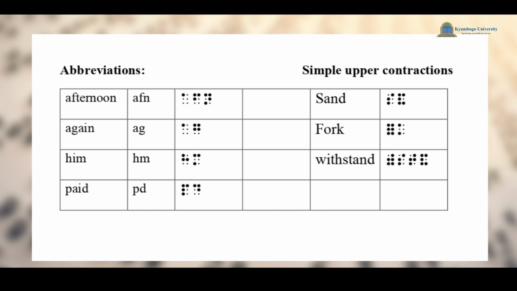Other letters are added on. We spell the whole word out. These simple upper word signs, group two, they are flexible in a way that they allow the word signs to be used as.